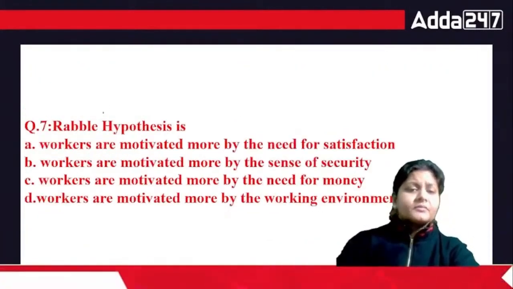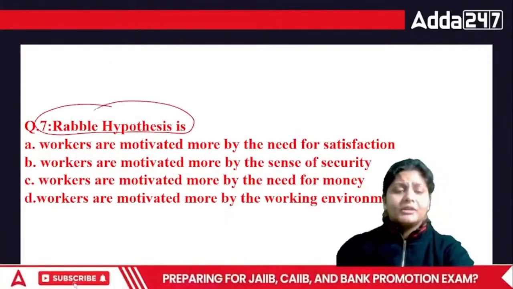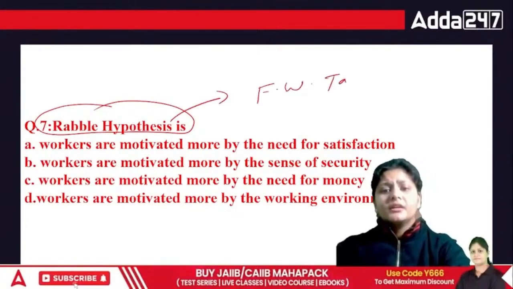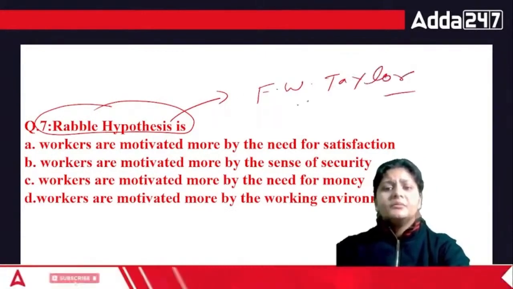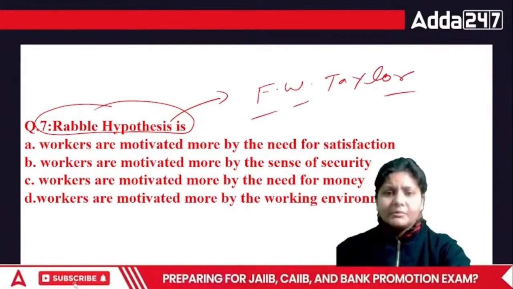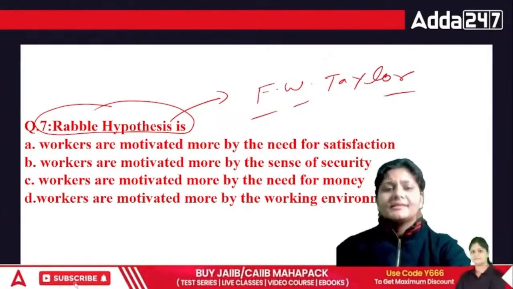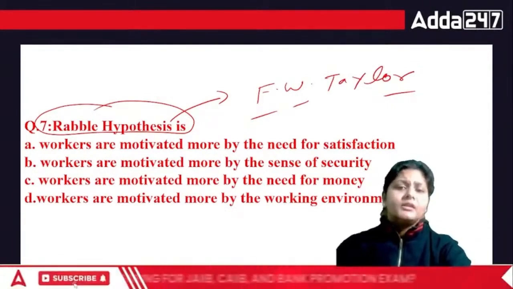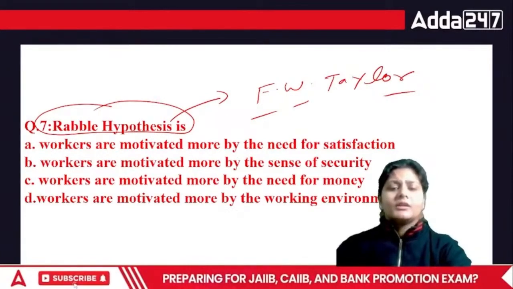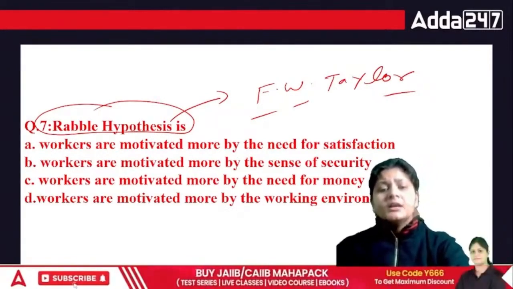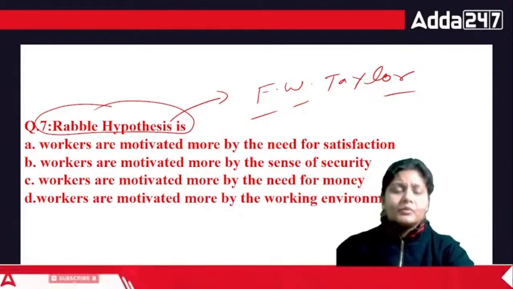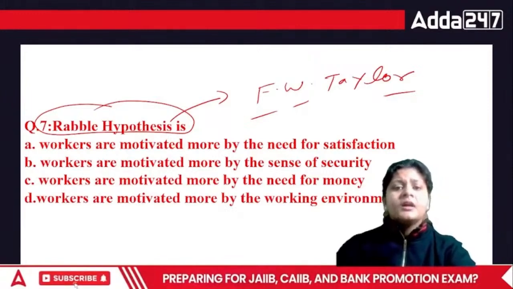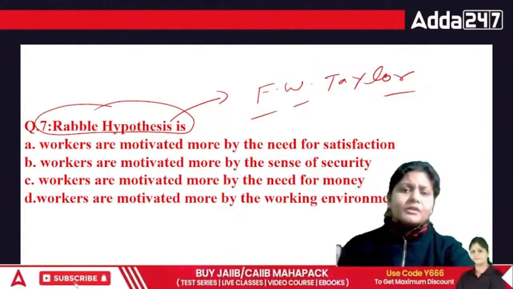Right. We have the next question, that is the rebel hypothesis. The rebel hypothesis is given by F.W. Taylor. Now, what was the opinion of F.W. Taylor? F.W. Taylor thought that any employee who is working in the organization is completely working for the money, for the incentive. So the rational economic view, or rebel hypothesis, is given by F.W. Taylor. Last year in the June exam, this question was asked. What was the opinion of F.W. Taylor?